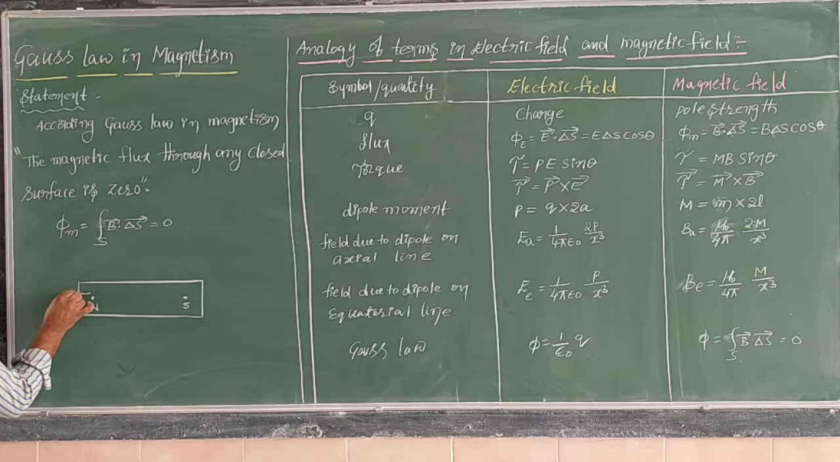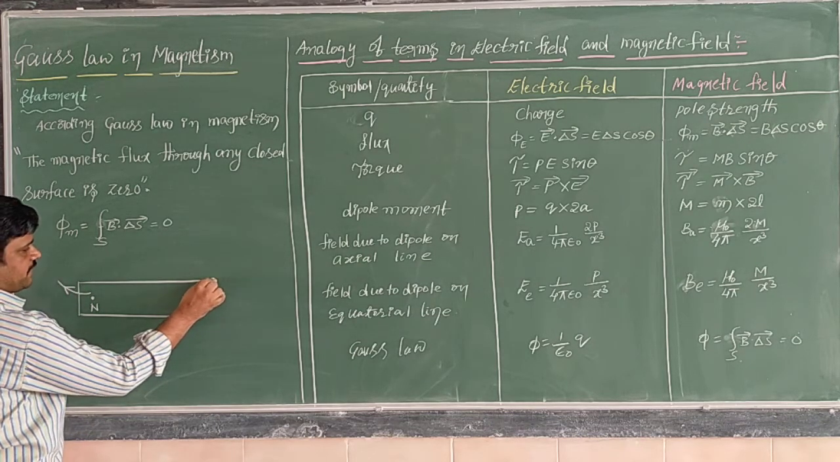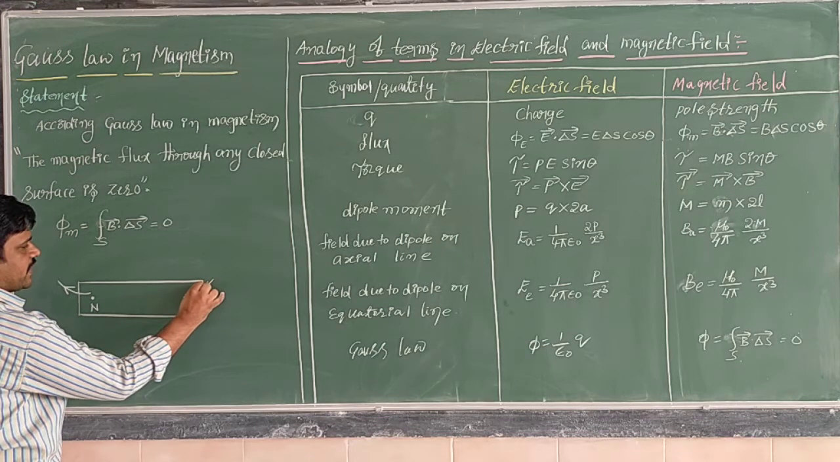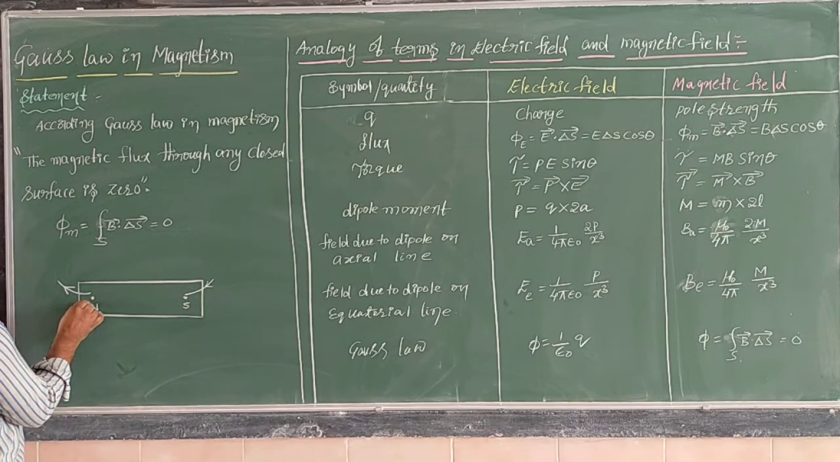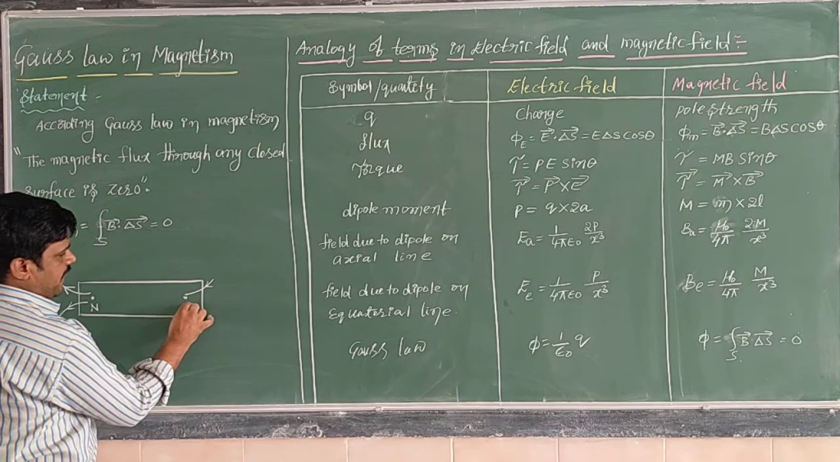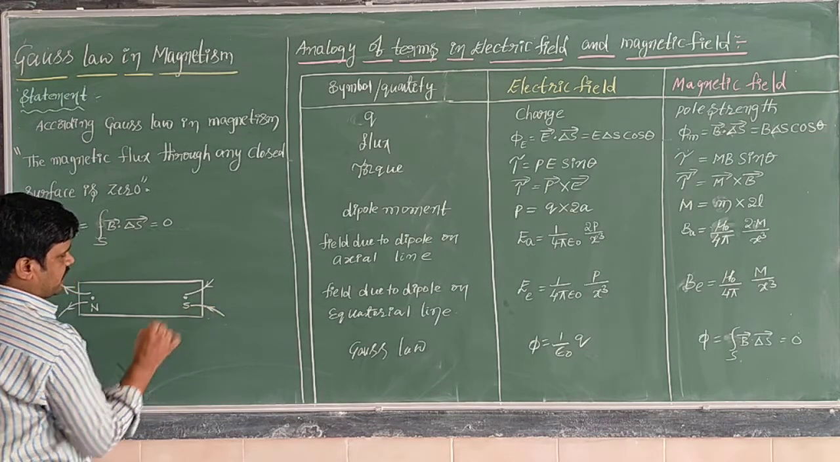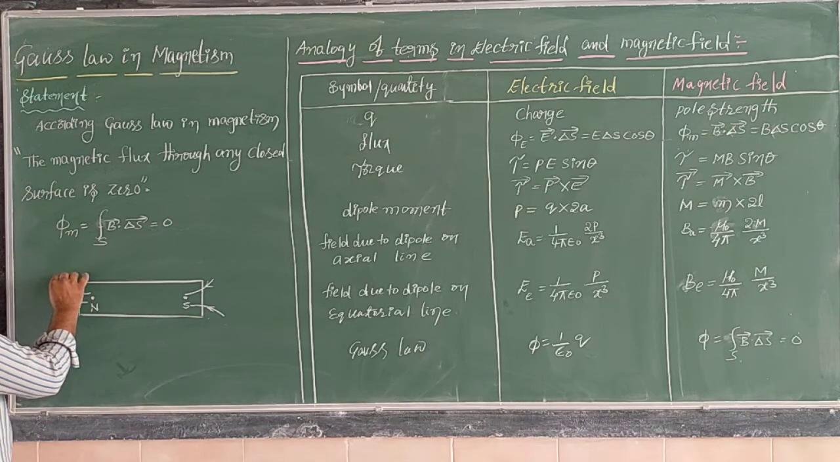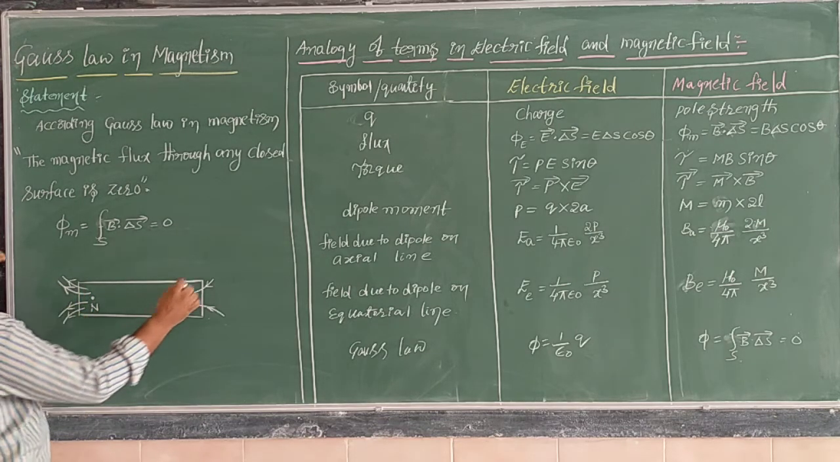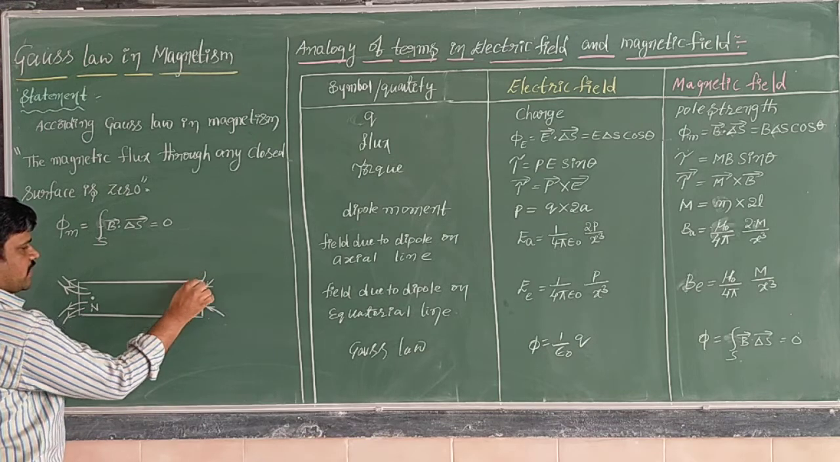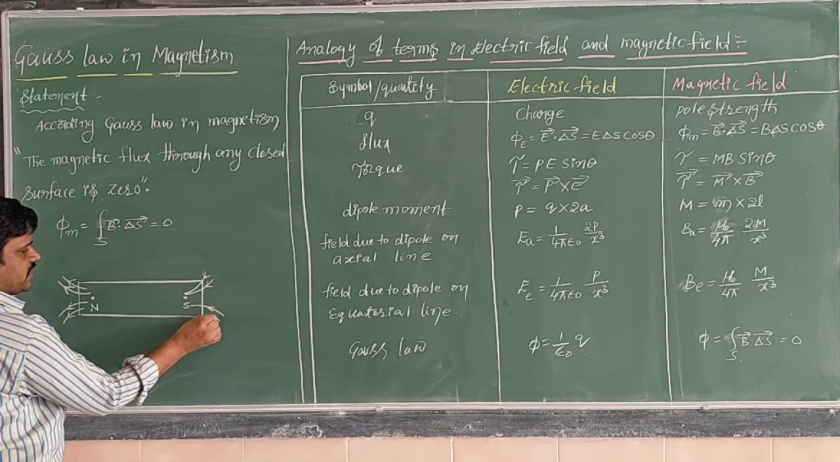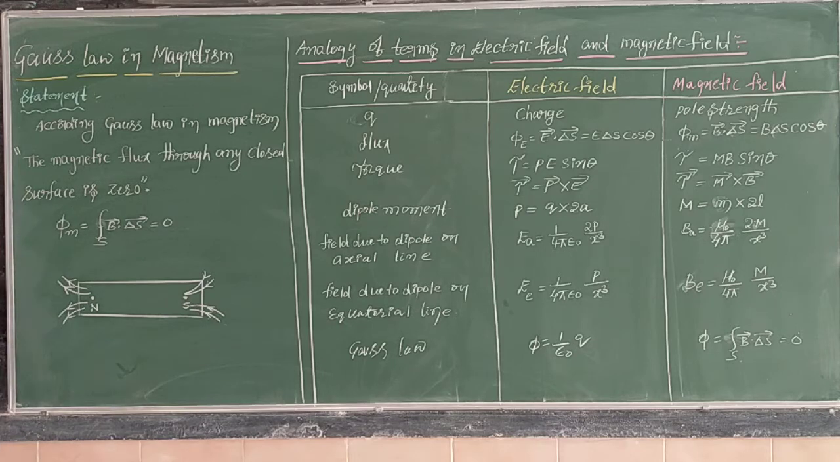Magnetic field lines we can draw in the outward direction here. Magnetic field lines we can draw in the inward direction like this. Outward direction like this, inward direction like this. Here also magnetic field lines in outward direction. Here also outward direction. Here it is inward direction. Here also inward direction. We can draw them like this.